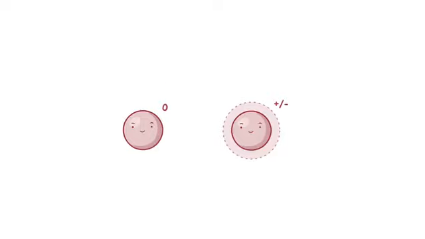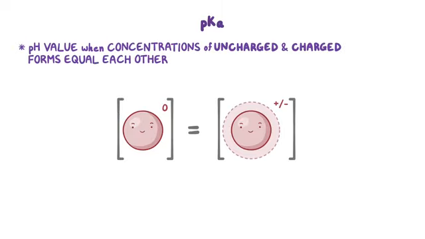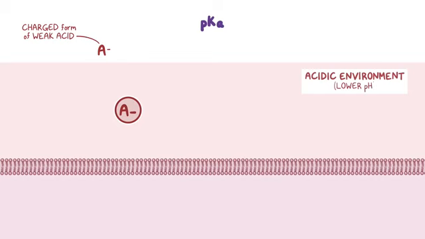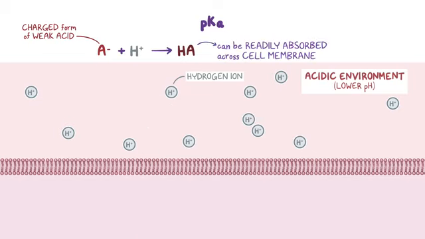The strength is measured by pKa, which is the pH value when concentrations of the uncharged and charged forms equal each other. So, when the charged form of a weak acid, A-, shows up in an acidic environment with a lower pH and plenty of hydrogen H+ ions around, it will grab one of them and turn into its uncharged form, HA. HA can then be readily absorbed across the cell membrane.